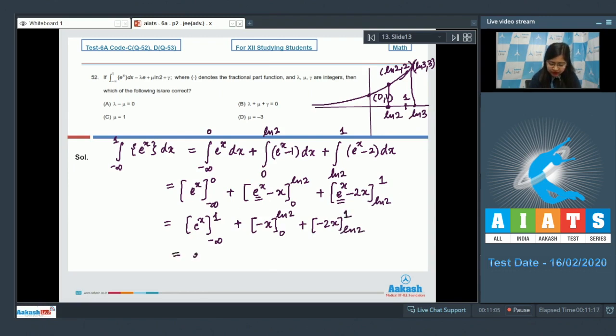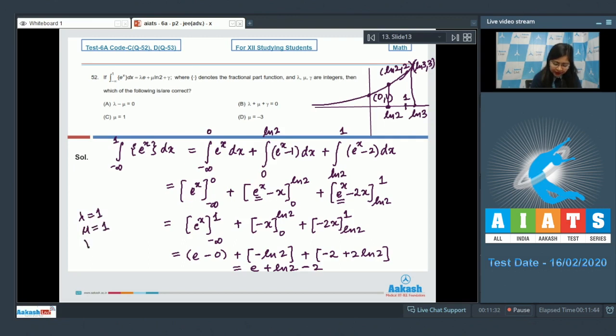So this is equal to e minus 0 plus minus ln 2 plus minus 2 plus 2 ln 2. So this is equal to e minus ln 2 plus 2 ln 2, that is plus ln 2 minus 2. So comparing, we have lambda equal to 1, mu equal to 1 and gamma equal to minus 2.